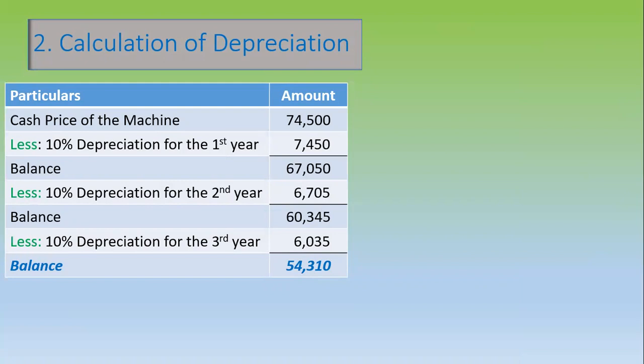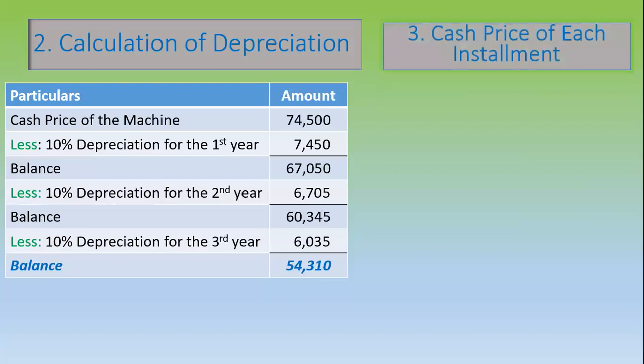So when you are in the second year, the outstanding balance will be 67,050 and you need to calculate depreciation only for 67,050 at 10 percent. You will get 6,705. So the total value will be 60,345. And for third year depreciation, you will calculate on 60,345; 10 percent of that is 6,035. Now the exact value of the asset is 54,310.